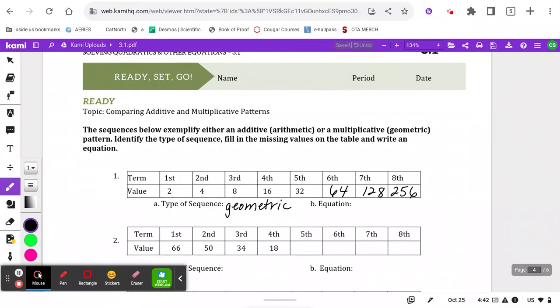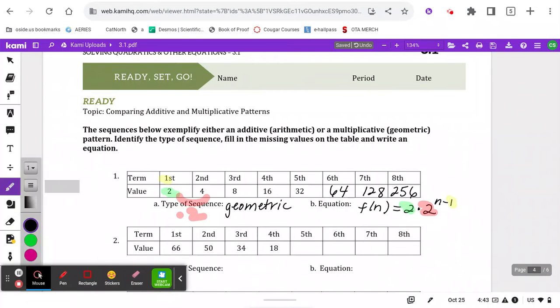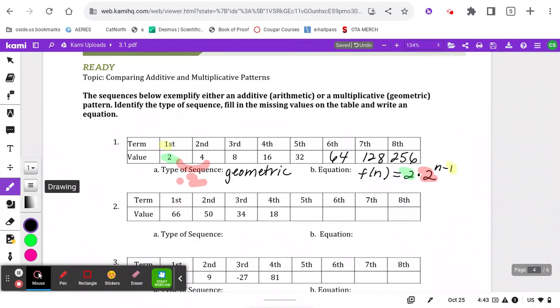And the equation we would write for this would be a sequence that begins with 2 and is multiplying by 2 to the n minus 1 power. So we're using this first term here in the equation. We're using this output as our starting value, and we're using the times 2 right here as this 2. So that's how I built my explicit equation.